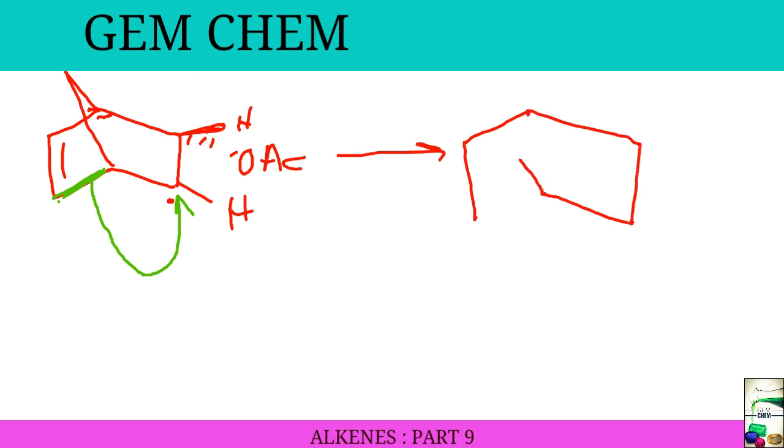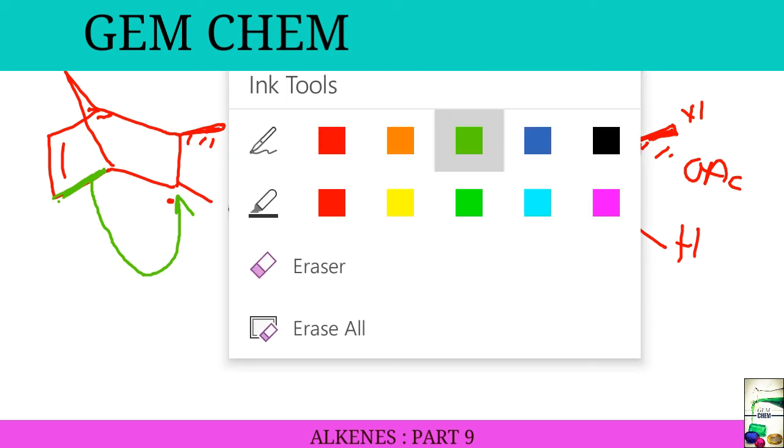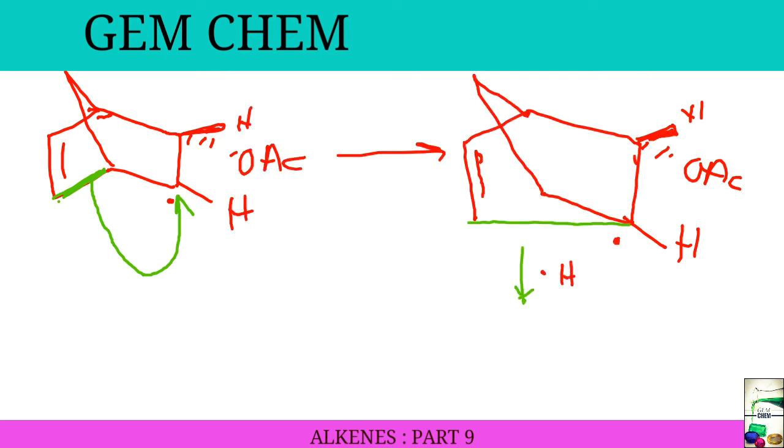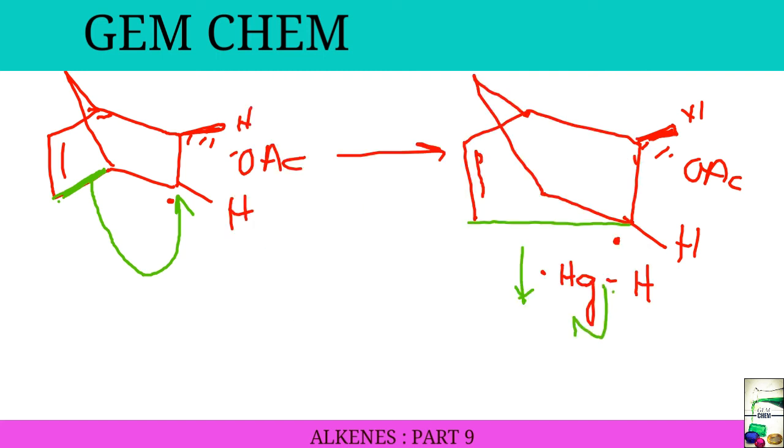part remains intact, this one, then H, OAc, this hydrogen. Here there is a free radical, here there is a double bond, and this bond has come here. So this one, right? Now what happens? We again give Hg dot H, then this cleaves homolytically, and this hydrogen with dot gets attached to this radical.